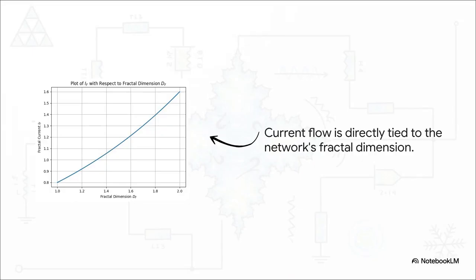Now, check this out, because the effect on the current is pretty fascinating. As that fractal dimension goes up, meaning the network gets denser and fills more of the space, it actually creates more parallel paths for the electricity to take. So counterintuitively, more current can flow through. You can literally tune the electrical properties just by tweaking the fractal's geometry.